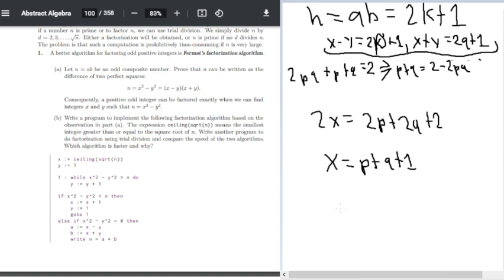So y is equal to, we just subtract it to get 2y is equal to 2q plus 1 minus 2p minus 1, which is equal to 2q minus 2p, which implies that y is equal to p minus q.